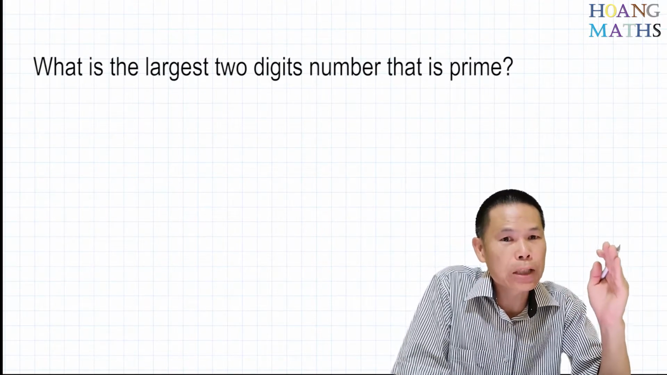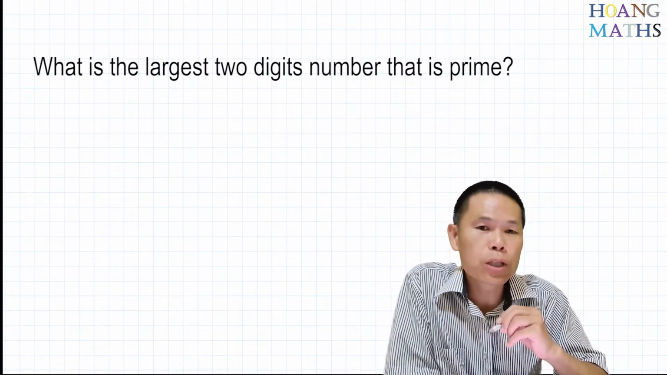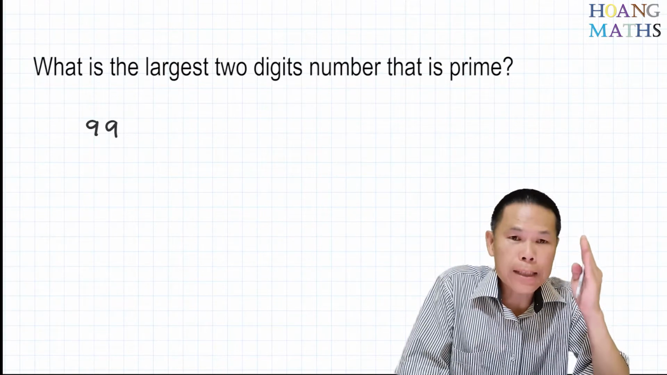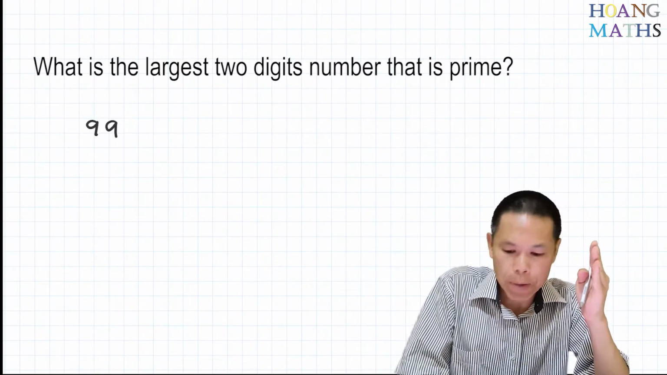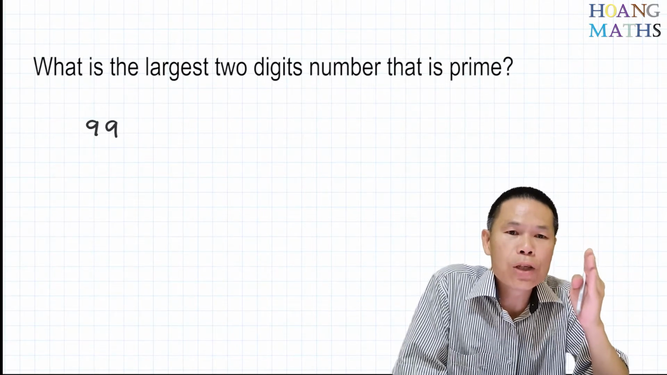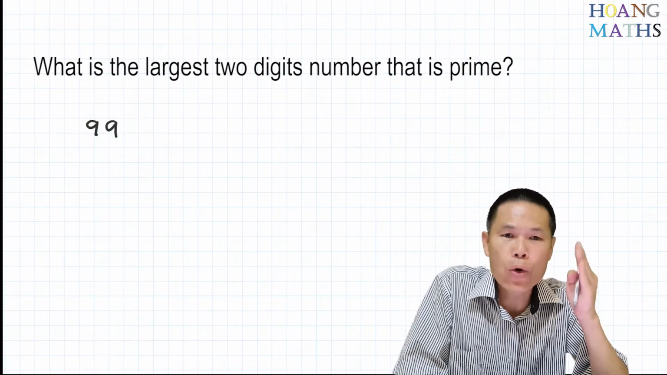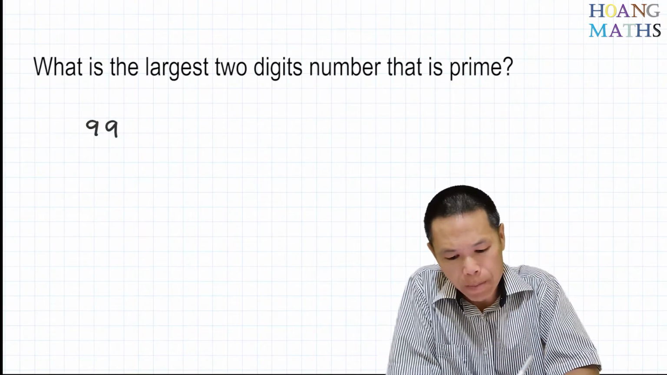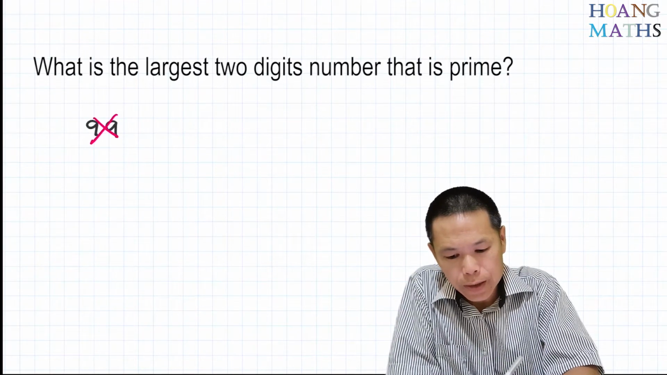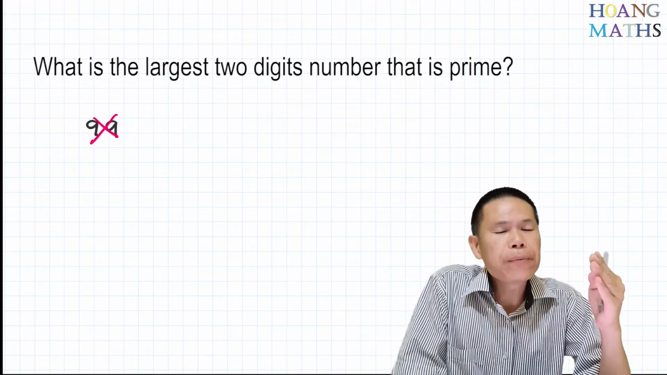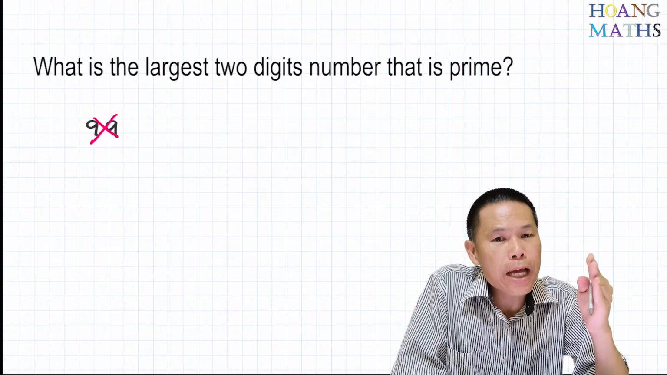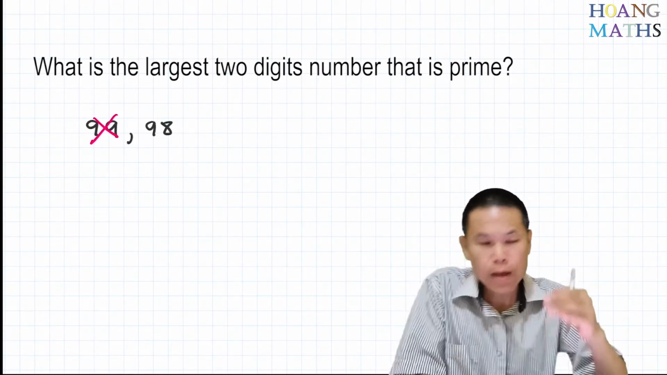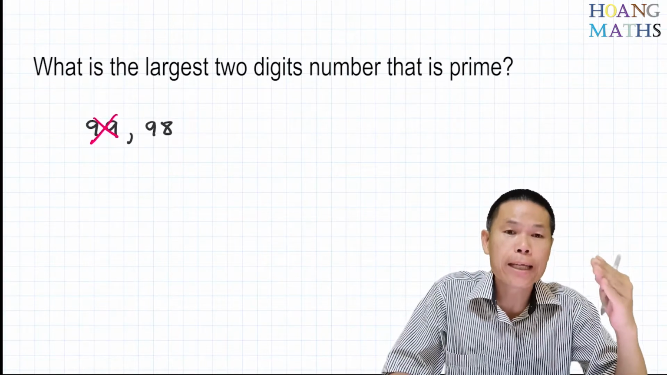It's quicker, that's all. So the largest 2-digit number is 99, because that's the largest 2-digit number. But then 99 is divisible by 9, 11 or 3, right? So therefore it's not a prime number. Then the one smaller than 99 is 98. But then 98 is an even number.